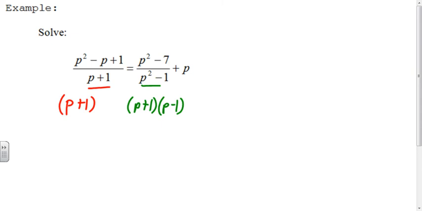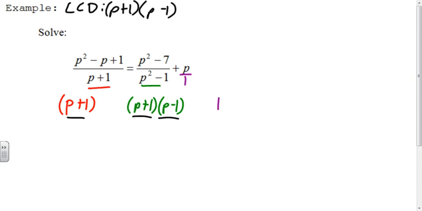We're actually going to call this piece p over 1, in which case our denominator is just 1, so we'd say our factor is 1. Now, looks like our LCD, we just have to take all our factors. Each one has a p plus 1, so we'll put in p plus 1. And as well, there's a p minus 1. So this is our LCD. It's p plus 1 and p minus 1.